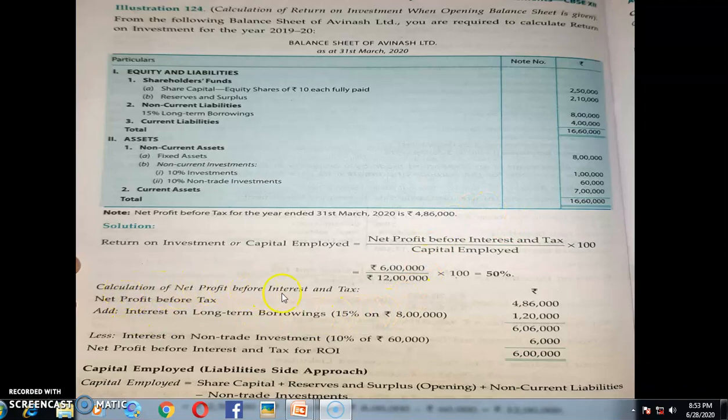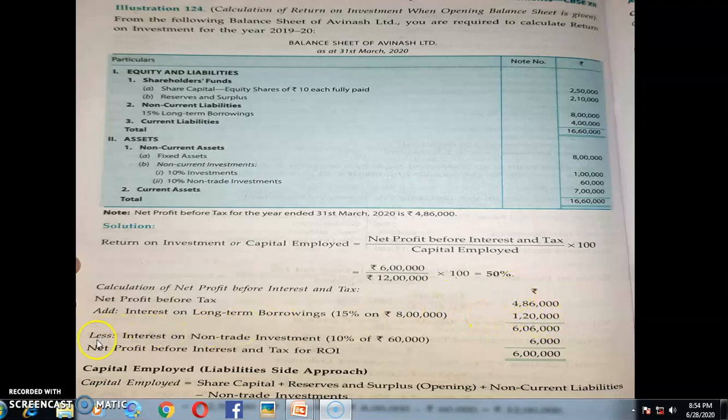Calculation of net profit before interest and tax. First of all, net profit before tax, what is given to you, you can write over here: 4,86,000. And for getting the interest amount, the next item which you have to add is interest on long-term borrowings. You can see long-term borrowings is given to you as 8 lakh. On 8 lakh, interest rate is 15%. So 8 lakhs into 15 by 100, you will get 1,20,000.